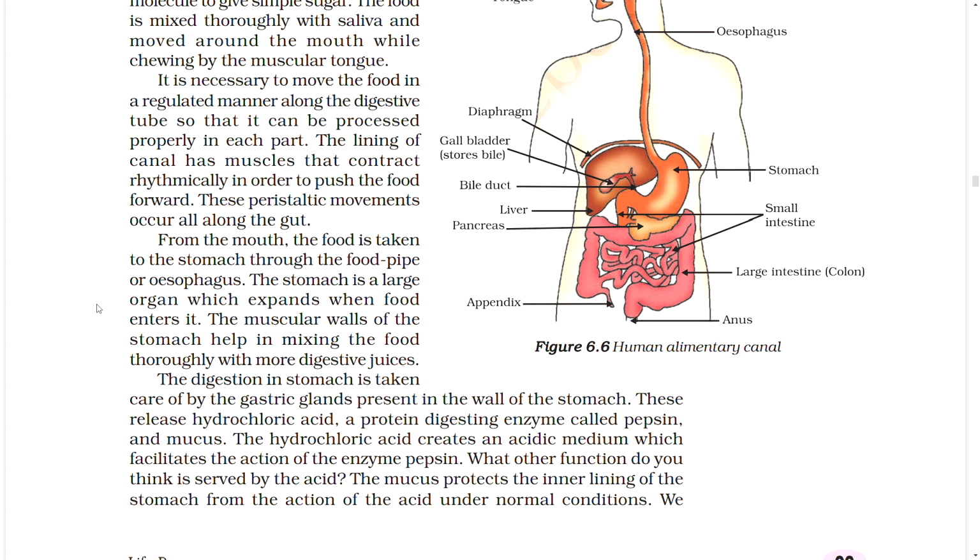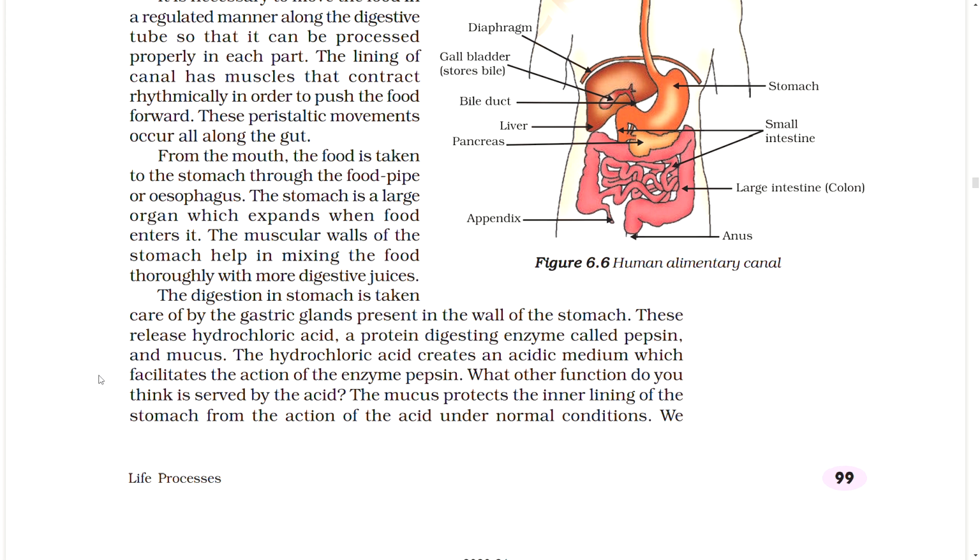The digestion in the stomach is taken care of by the gastric glands present in the wall of the stomach. These release hydrochloric acid, a protein digesting enzyme called pepsin, and mucus. The hydrochloric acid creates an acidic medium which facilitates the action of the enzyme pepsin. What other functions do you think are served by the acid? The mucus protects the inner lining of the stomach from the action of the acid under normal conditions.